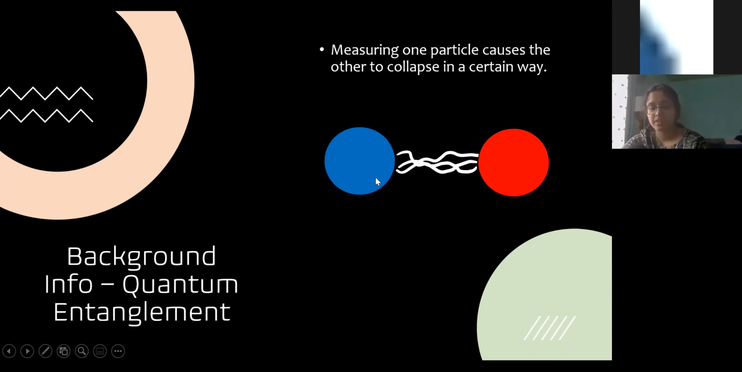And the really weird thing about quantum entanglement, or I guess another weird thing, is that there's no distance limit. These two particles could be on opposite ends of the universe, and they could still be entangled. And you could still measure one, and the other one would collapse from the other end of the universe.